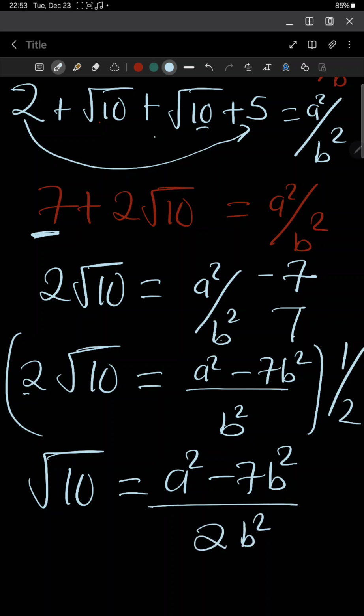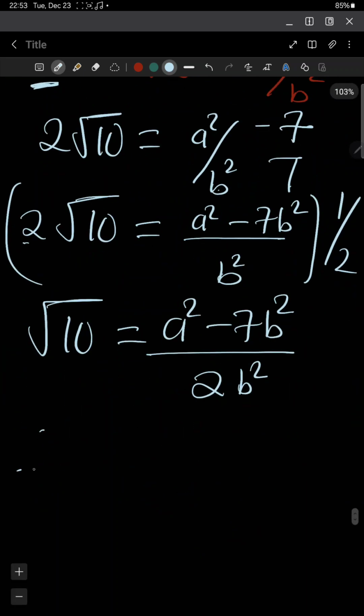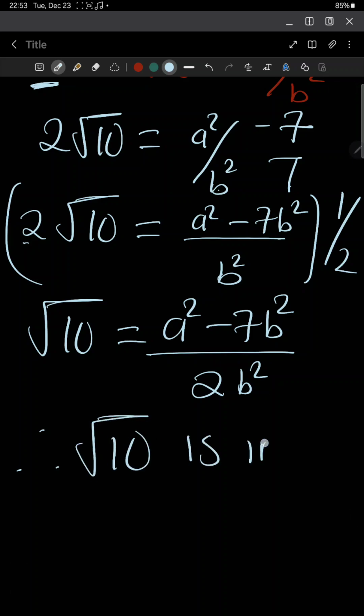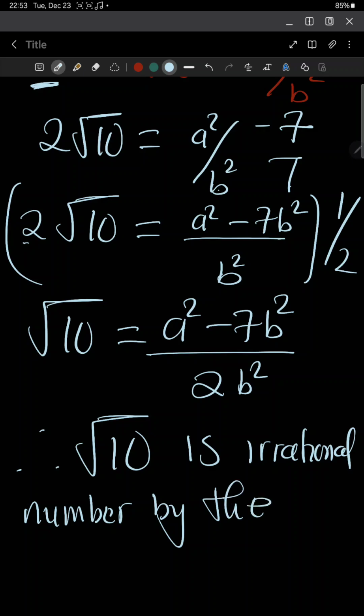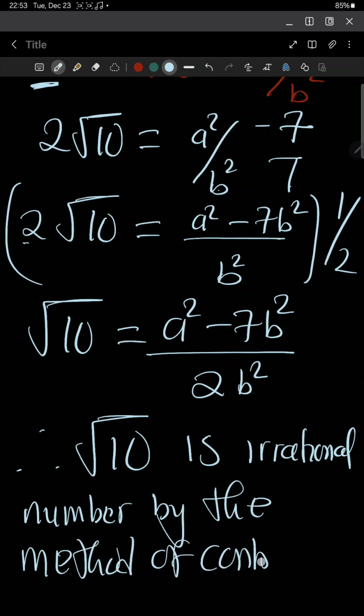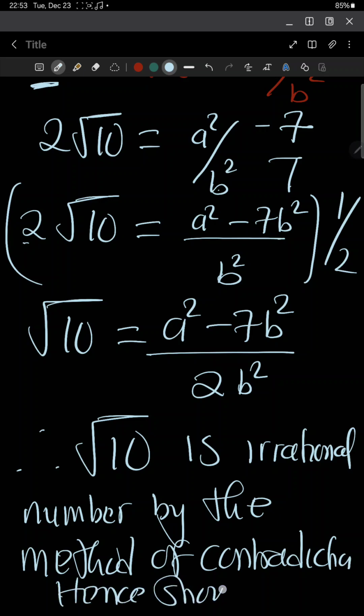Therefore, when you reach there, you can say therefore square root of 10 is an irrational number by the method of what? Contradiction. By the method of contradiction. Hence shown.